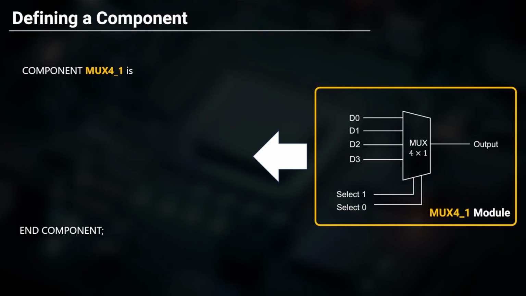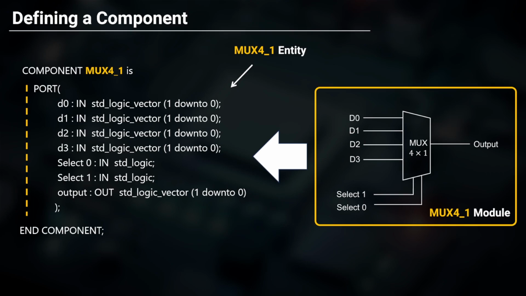Imagine we have a multiplexer like this module. This module is named mux4_1. We need to use this module as a component in a bigger module. So we have to copy paste exactly the entire entity of the mux module inside this component. So we have inputs, we have outputs, we have exactly the same entity inside it.